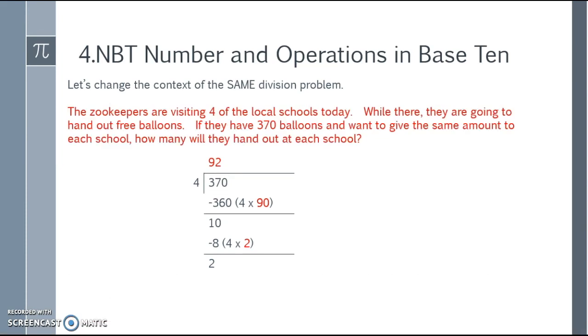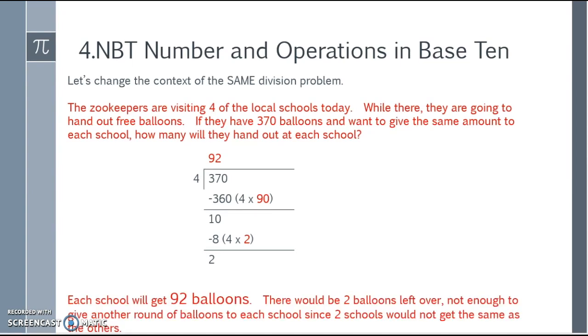Changing the context again of the same problem. Zookeepers are visiting 4 of the local schools today, and they're going to hand out free balloons. They have 370 balloons and want to give the same amount to each school. How many will they hand out at each school? Well, they can only hand out 92 balloons to each school. Yes, there'd be 2 balloons left over. However, that's not enough to give another round of balloons to each school, since there'd be 2 schools that would not have the same amount as the others.